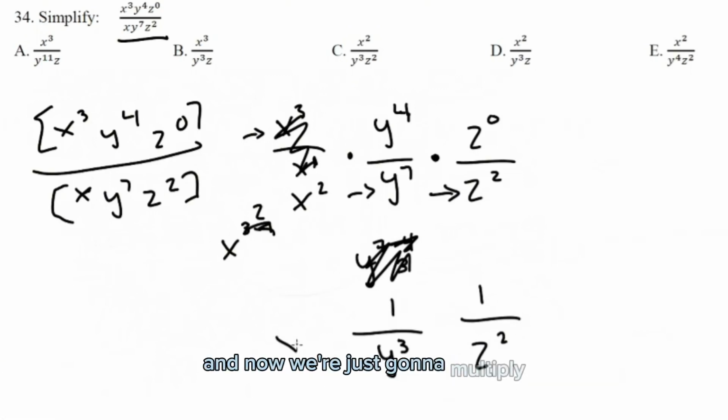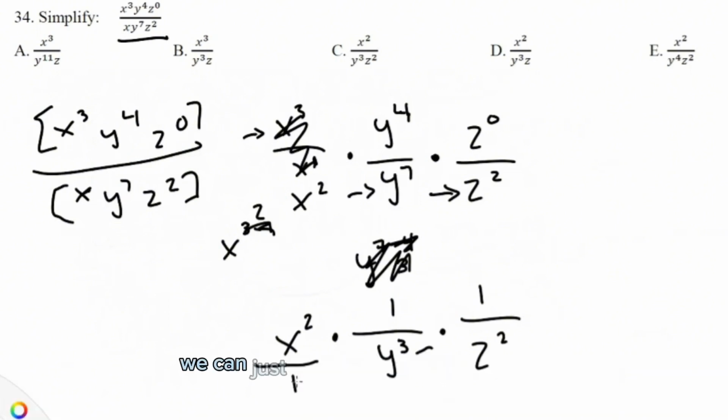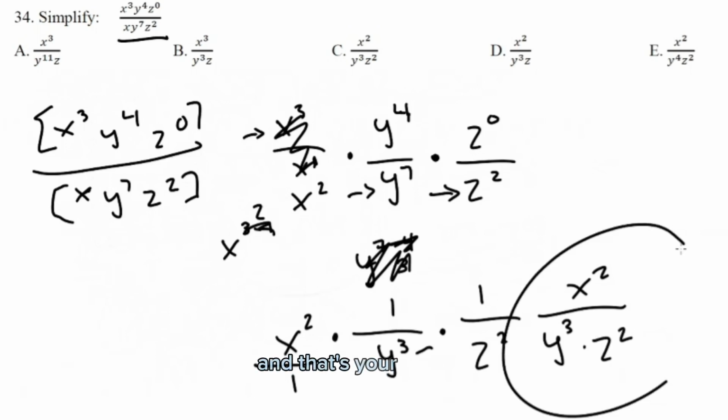And now we're just going to multiply all of these together. So x squared times these. So when you have x squared as the numerator, we can just put this all into one fraction, making it x squared over y cubed times z squared, and that's your answer.